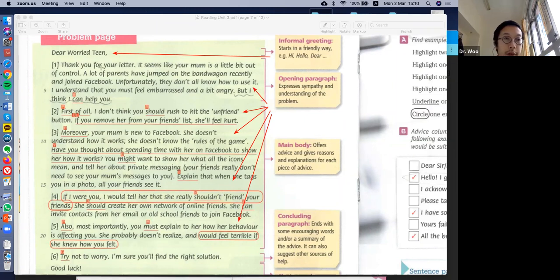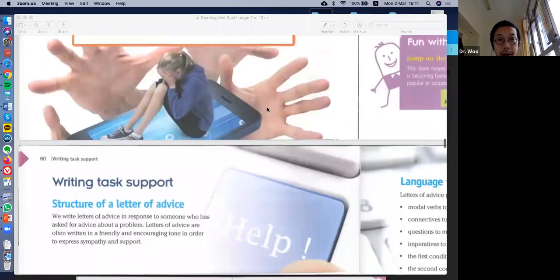So ultimately, we have 5 paragraphs. We have a greeting, with paragraph 1, 2, 3, 4, and 5. Oh, well, I guess there's a 6th paragraph too, a concluding paragraph, which again, you have encouraging words. Let's just take a look at one more, and then we'll start planning.